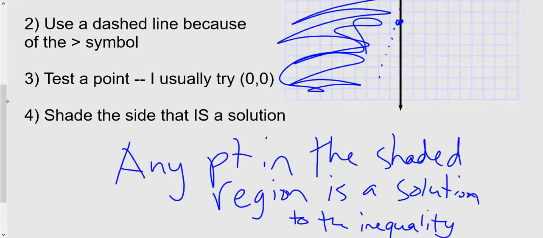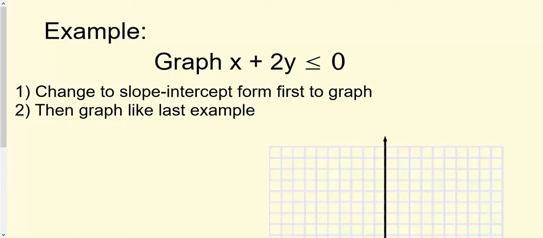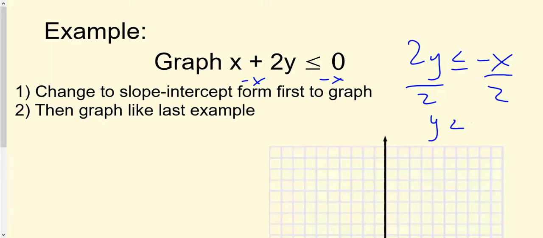Okay, and that's all there is to this. So I'll do a couple more sample problems, graph this one here. Since this one's not in slope-intercept form, I'm going to subtract x from both sides. So 2y is less than or equal to negative x. You can put plus 0, but you don't need to put the plus 0. Divide by 2. Y is less than or equal to negative 1/2 x.